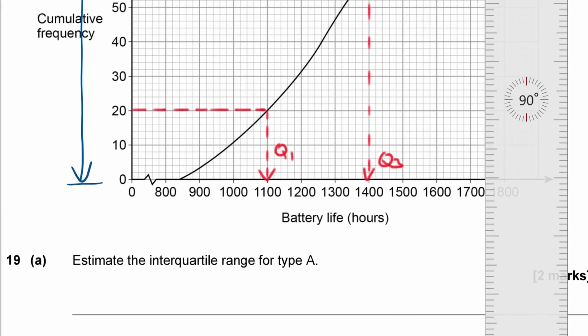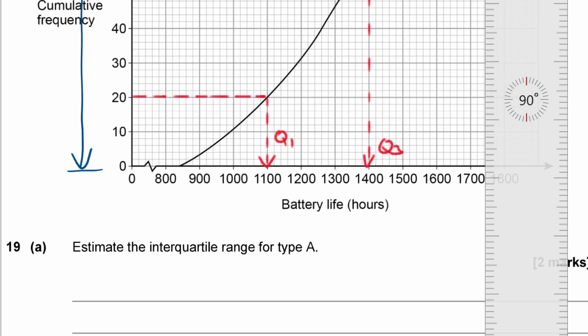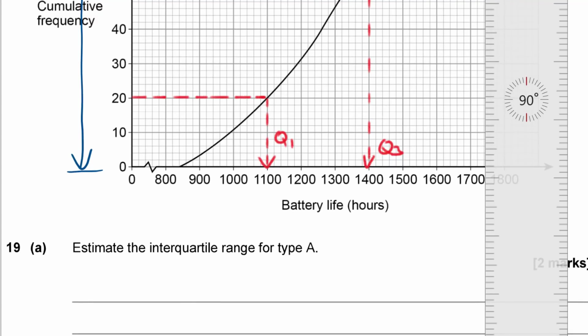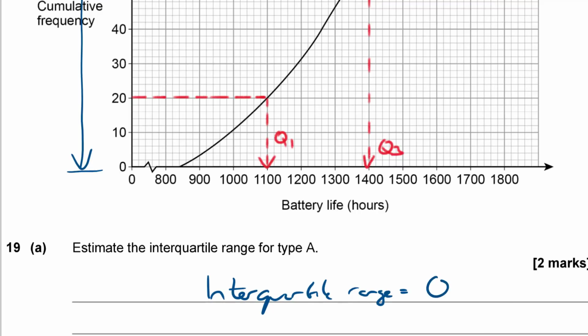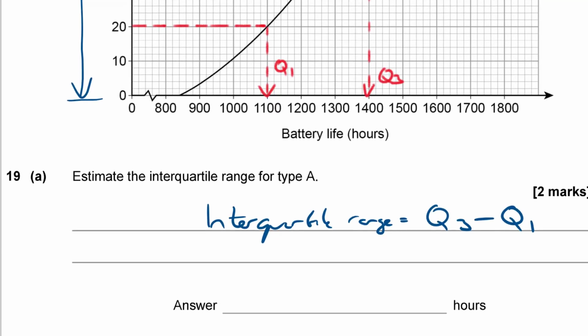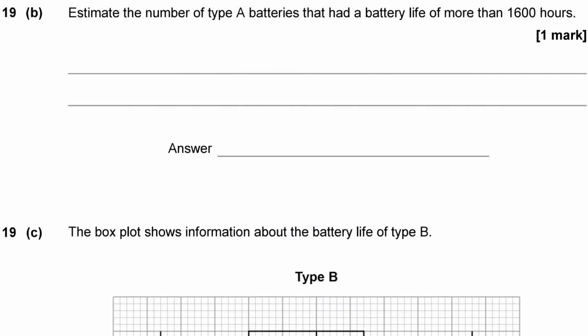Q2 is the median. So Q1 is the lower quartile, Q3 is the upper quartile, and then the interquartile range is the distance between those: Q3 minus Q1. So from my graph I can see that Q3 is 1400 and Q1 is 1100, and 1400 minus 1100 is 300. Question 19b. Estimate the number of type A batteries that had a battery life of more than 1600 hours.